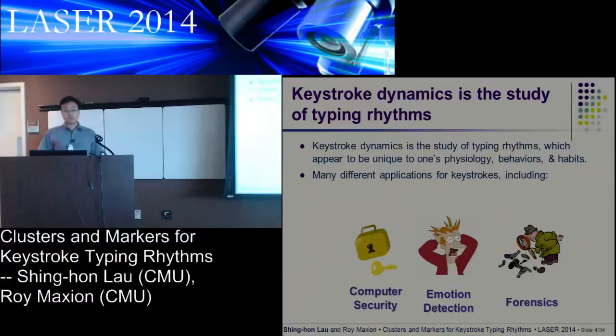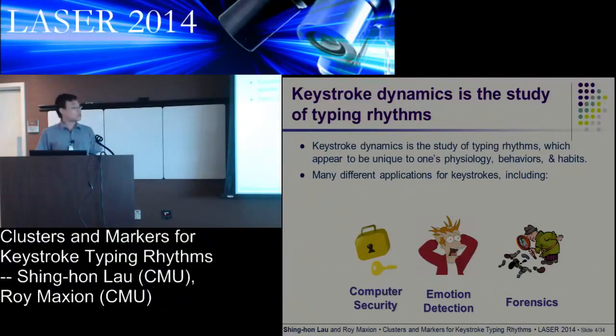In computer security, the canonical example is two-factor authentication. You have some adversary who's managed to steal your password, and you would still like to prevent that adversary from accessing your account. Keystroke dynamics is the second factor in a two-factor authentication scheme, where you're effectively saying, if you can't type my password like I do, you can't get into my account.